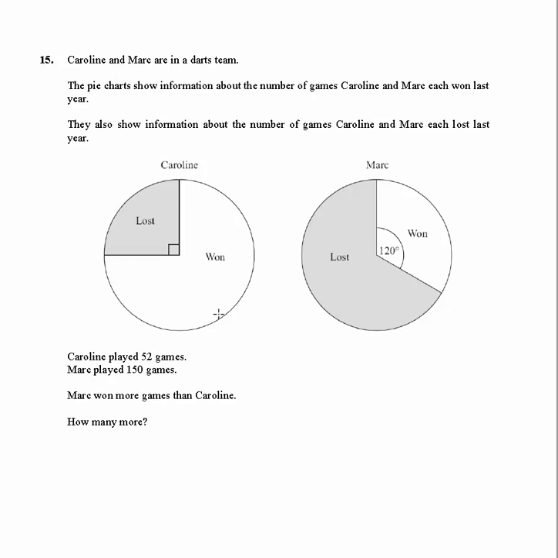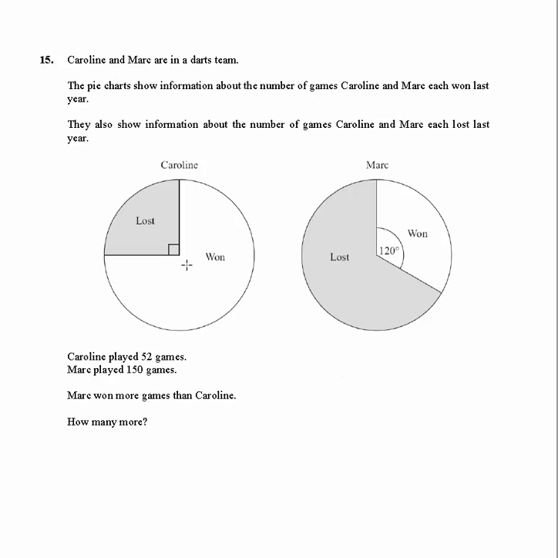So this pie chart for Caroline represents 52 games. And we can see that she's lost a certain proportion. So this amount here, this angle here, should tell you the fraction of the games that she has lost. And therefore you'll be able to work out how many she's won. In the same way, you've got an angle here. Now think about what fraction of 360 that angle is. And whatever fraction of the circle it is, that's the fraction of the games.